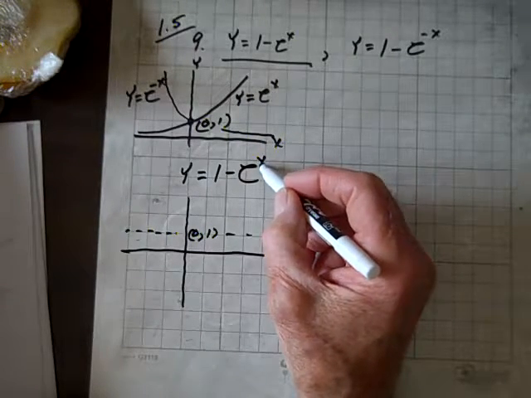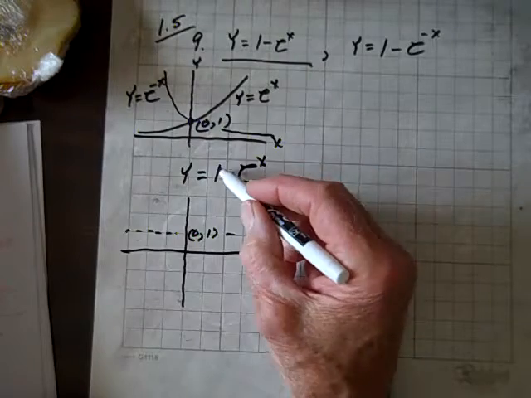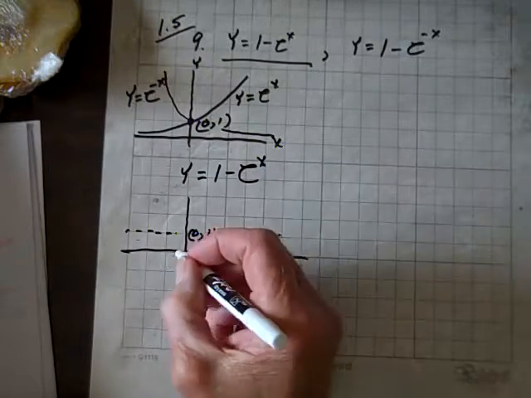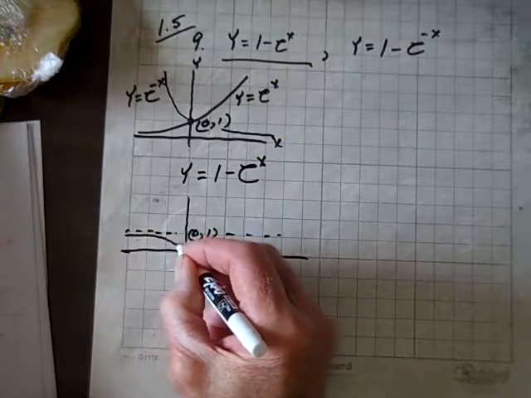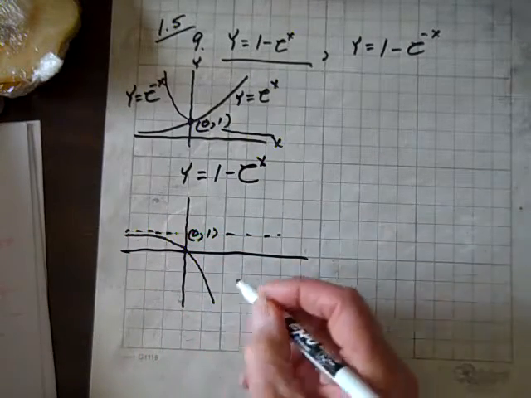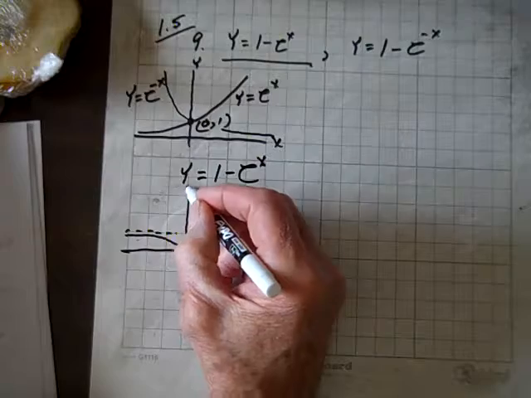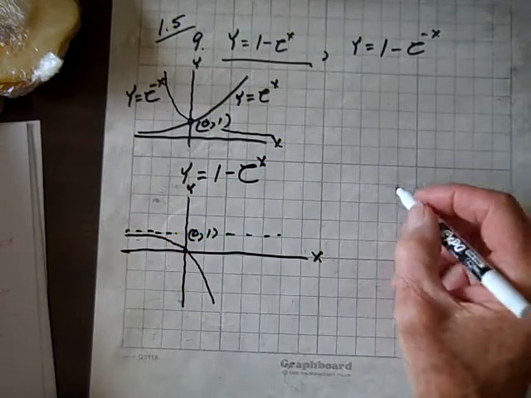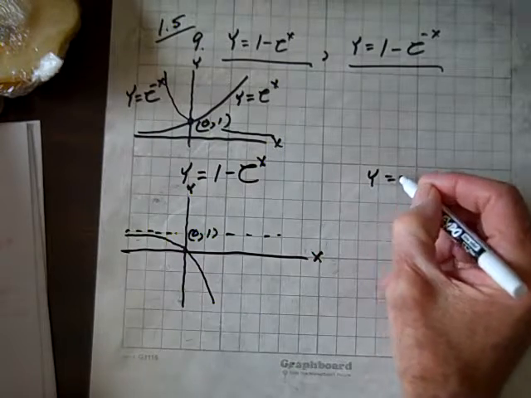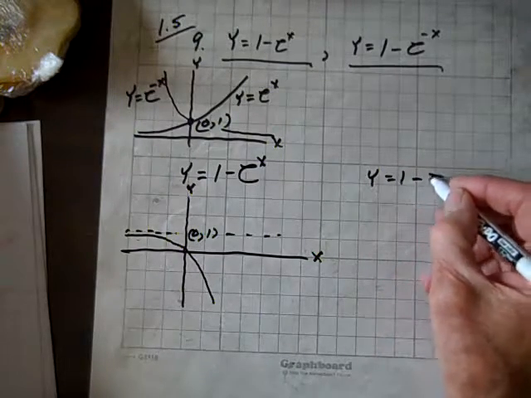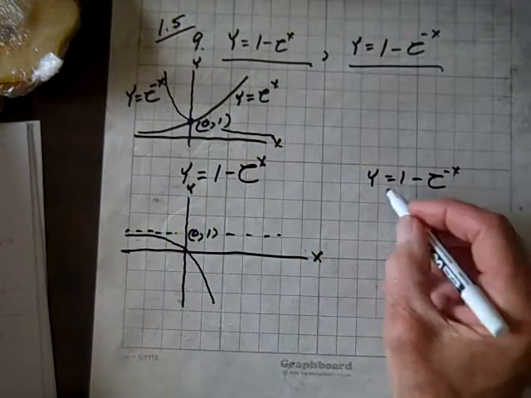And notice if we evaluate at 0, we get 1 minus 1 because e to the 0 is 1. So the graph is going to look like this. This is x and y. Now, let's evaluate this one. So y equals 1 minus e to the negative x.